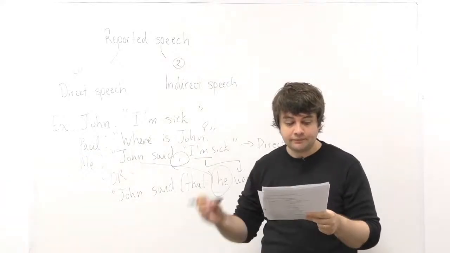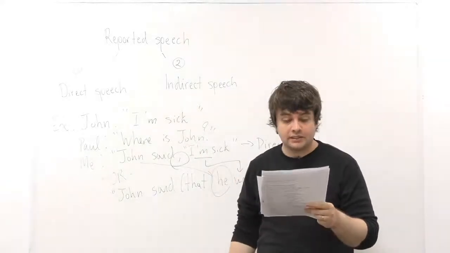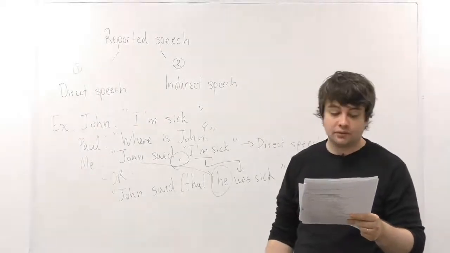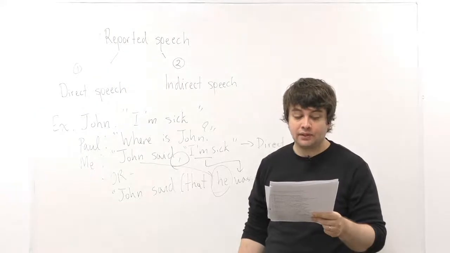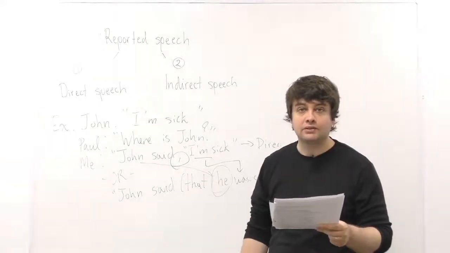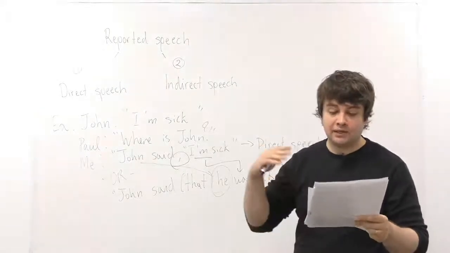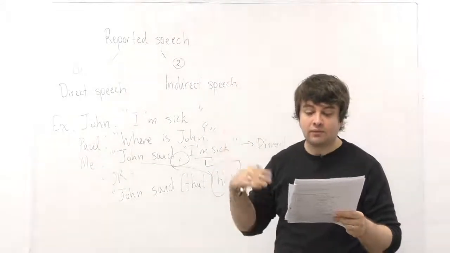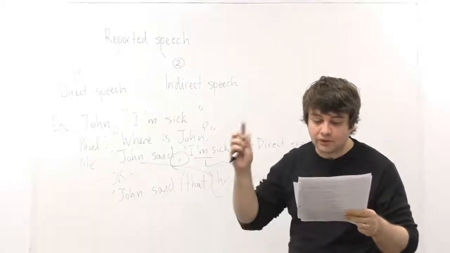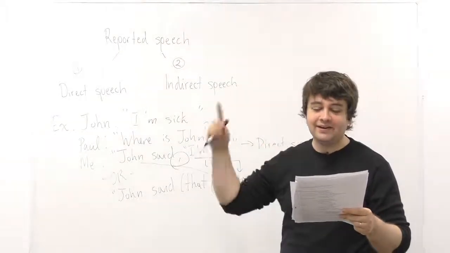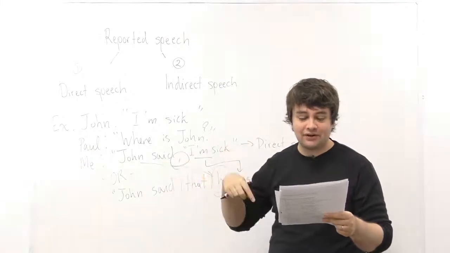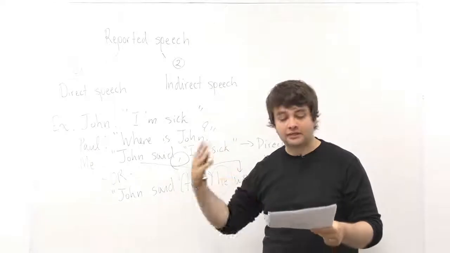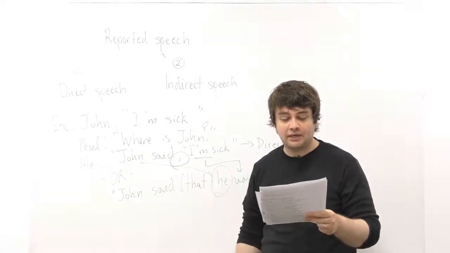Okie dokie. So in A here it says, first and second person pronouns and possessive adjectives normally change to the third person except when the speaker is reporting his or her own words. So I becomes he or she, me becomes him or her, my becomes his or her, mine equals his or hers, we equals they, etc., etc., etc. So we have some examples here.